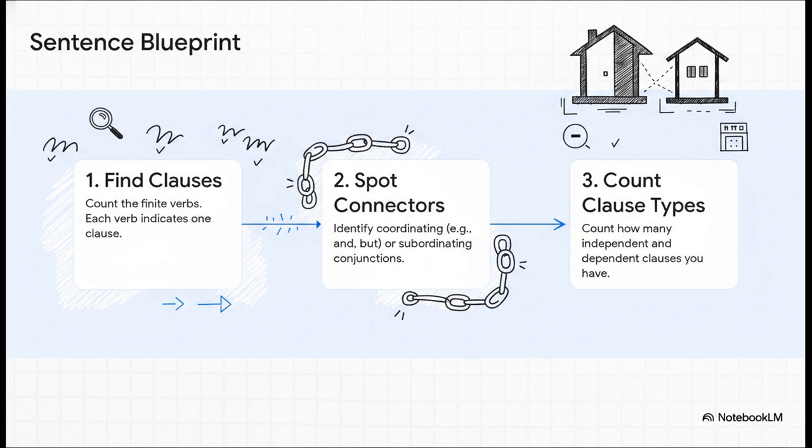Step 1, find your verbs, because that tells you how many clauses you have. Step 2, spot the connectors, the little words that join things together. And step 3, just count them up. How many independent rooms and how many dependent add-ons. That's literally it. Let's see how it works.